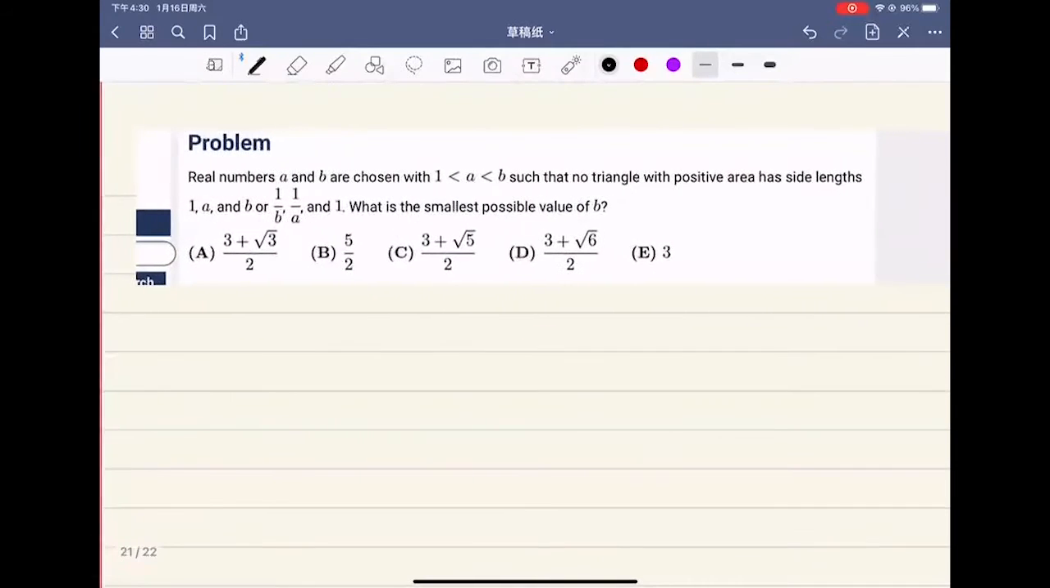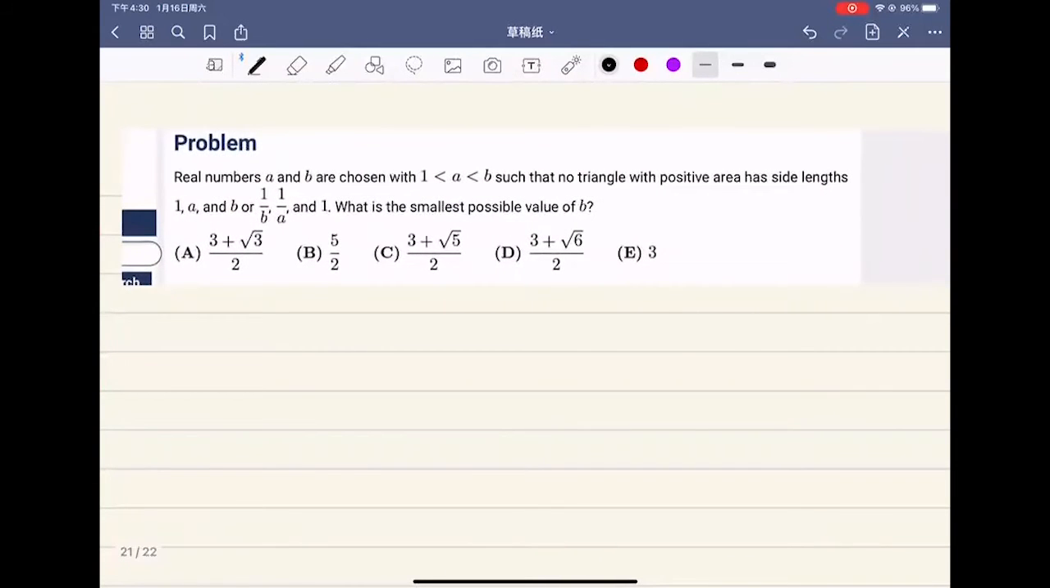Yeah, now let's look at the next one. This one is going to be a little bit challenging. This is problem 13. Let's see if you can do this.